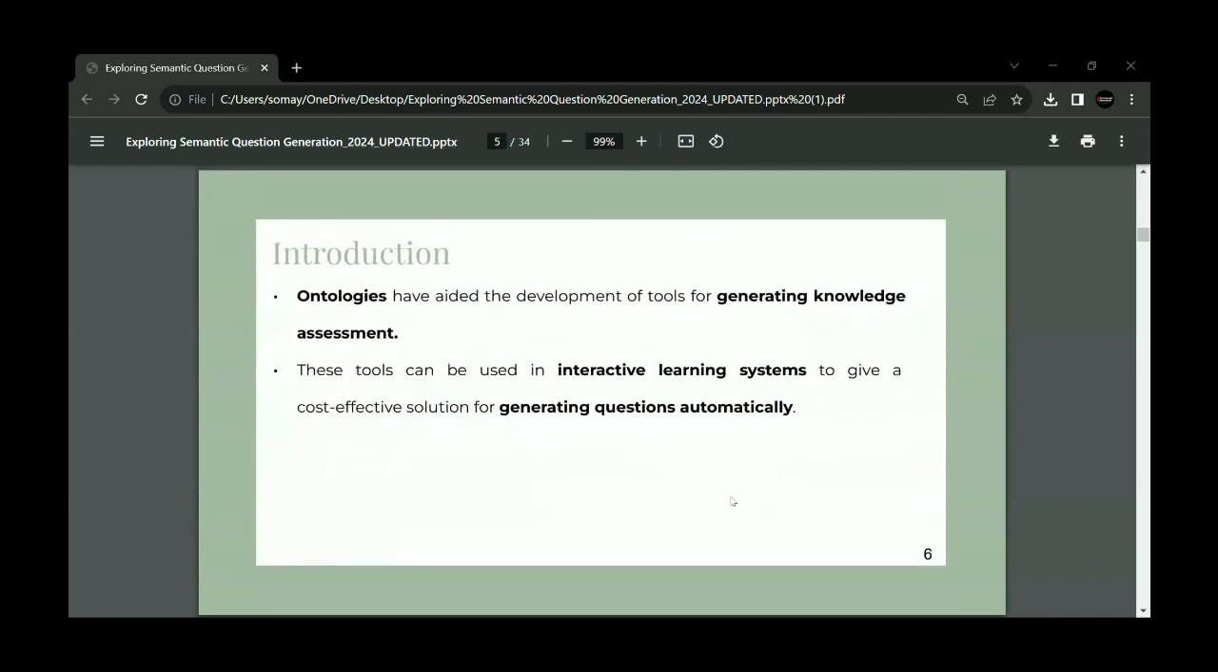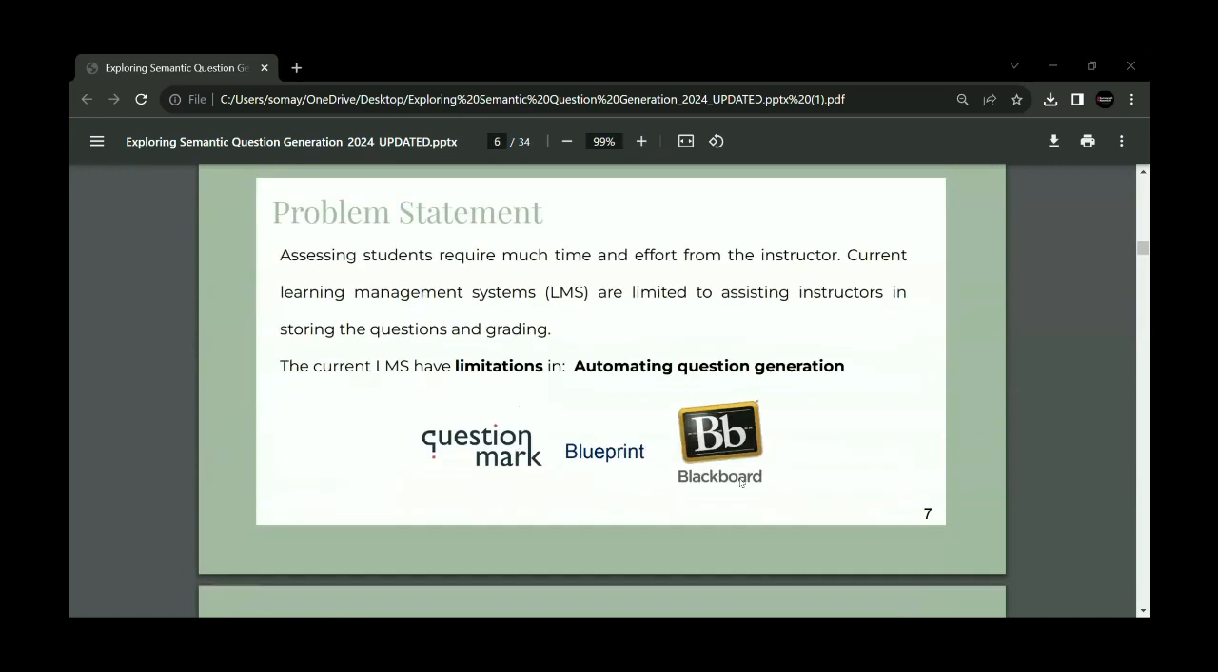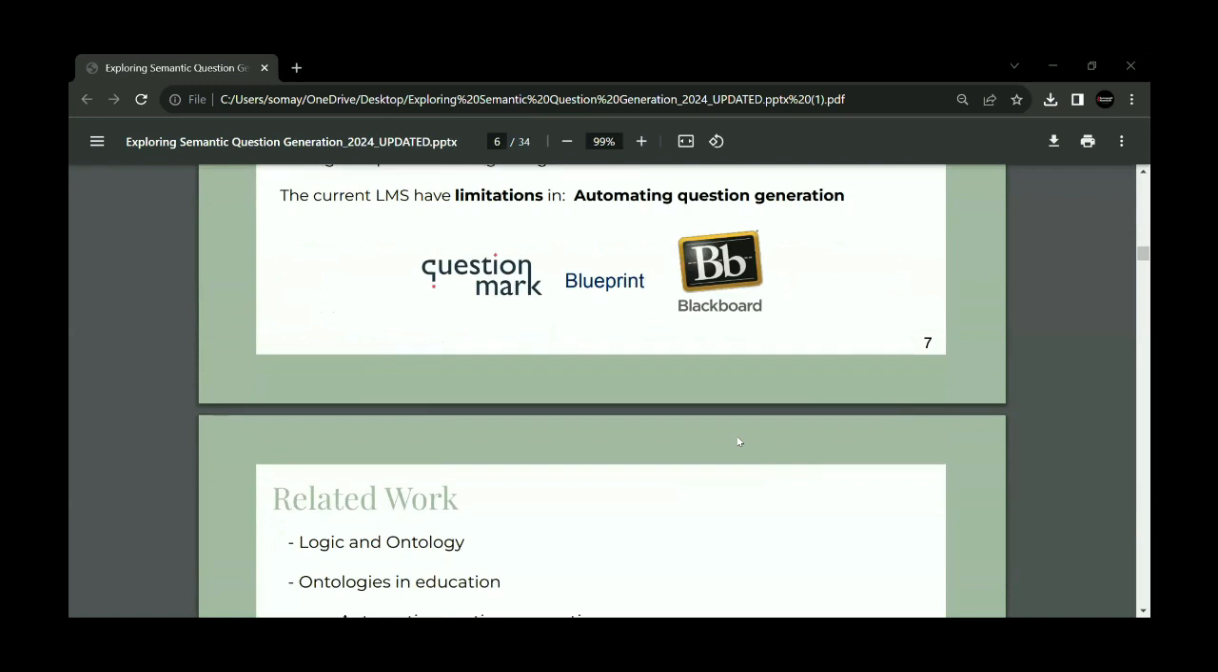So the ontologies have aided the development of tools for generating knowledge assessment. And these tools can be used in interactive learning systems to give a cost-effective solution for generating questions automatically. So what is the problem? The problem is that assessing students requires much time and effort from the instructor. And the current learning management systems, such as Blackboard, Blueprint, Question Mark, and others, are limited to assisting instructors in storing the questions and grading. So the current LMS have limitation in automating question generation.